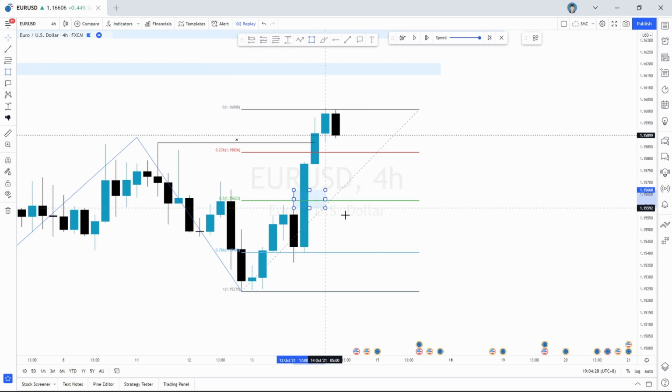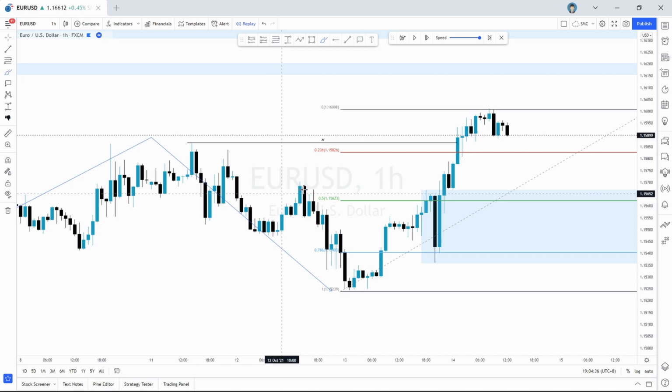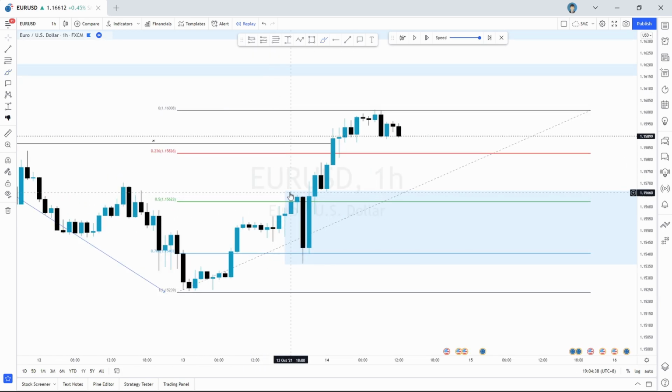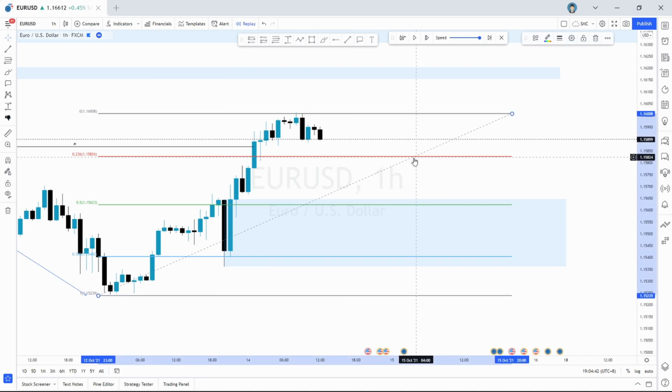What we can do is we mark up this OB. Again, this OB is within the 50% and the 78%. And again, remember that it's a healthy pullback. We're looking for a valid, healthy pullback. And again, we look for refinements because this is a very large zone.